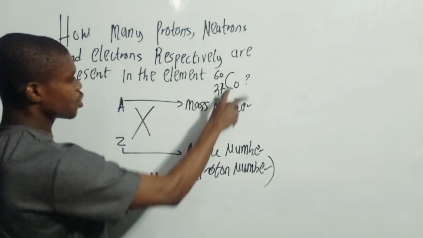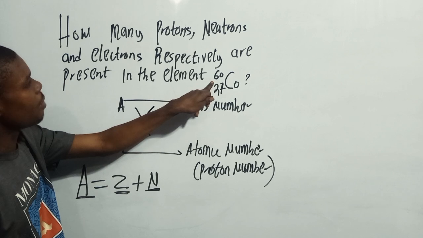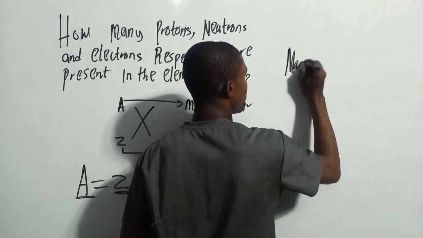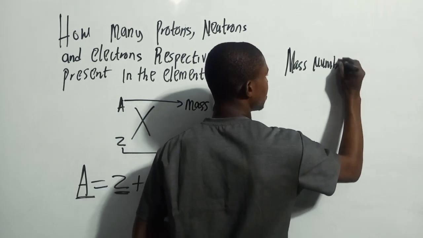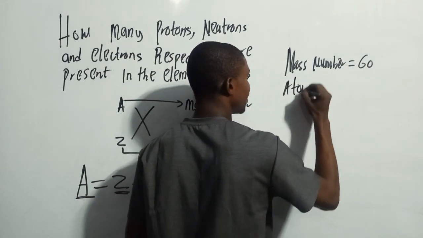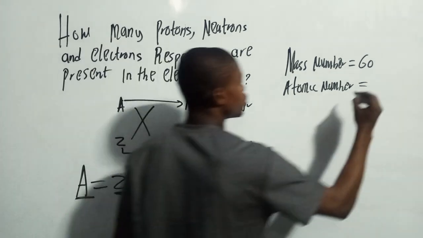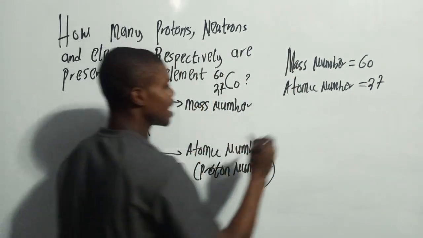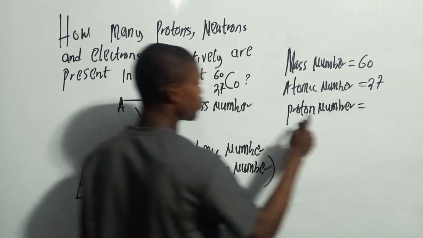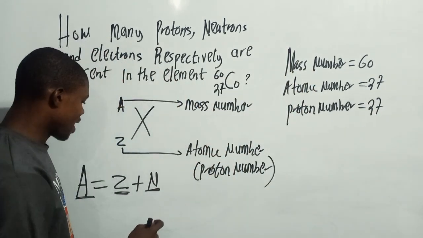Do you get? So if you look at this here, the mass number is going to be 60. So mass number is 60. Now the atomic number is 27. Atomic number I also say as proton number. Proton number is 27. Hope you are following.